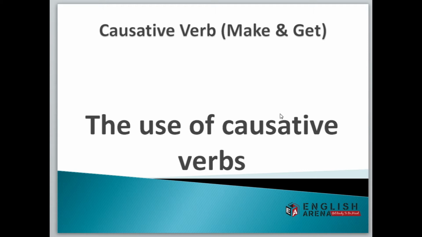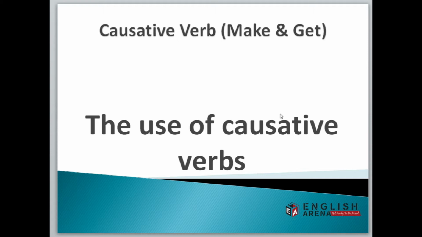So guys, we use causative verbs to talk about all the situations, all the actions which are done by someone else. I mean to say that you don't do the job, but you become a cause. Okay, remember the word causative. Cause means reason. So because of you, the job is done by someone else, right? Like maybe you force someone to do the job, or you convince someone to do the job, or you request someone to do the job.